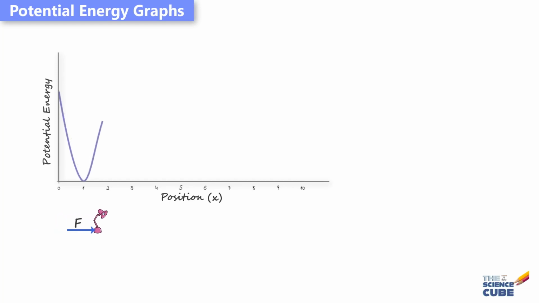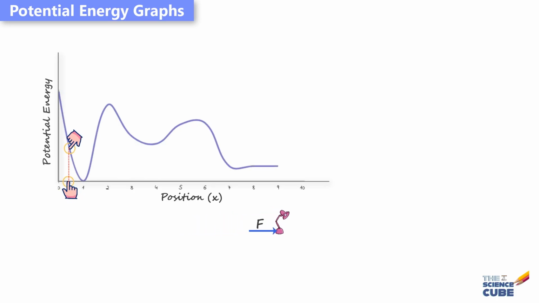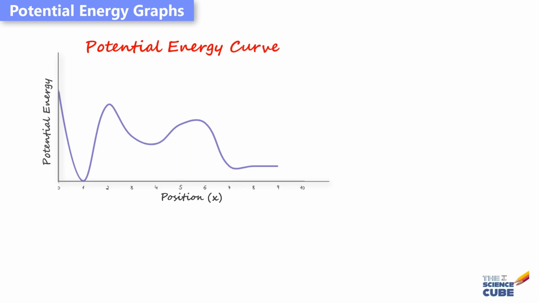Let us say you apply a conservative force on a particle and make it move along the x-axis. Then for every x value, you can find the potential energy of the particle and plot it along the y-axis. Then this is what we call the potential energy curve of a particle.